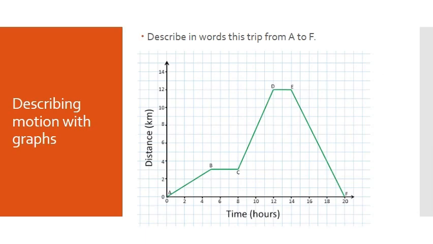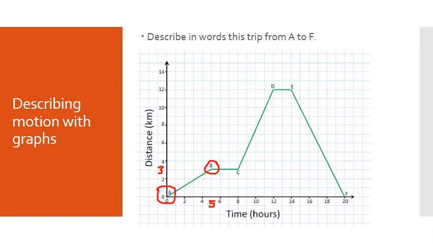In this graph, we can describe a trip. Perhaps it's a car that's going from A to F, and it starts off at 0. And so the location is 0 kilometers from the start at A. And then it travels for 5 hours. So here is 5, and it gets to point B. And point B is 3 kilometers away from the starting point.